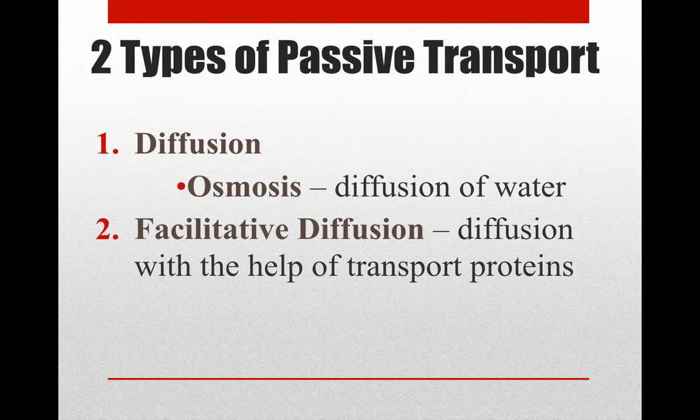All right, so two types of passive transport. We have diffusion, for example, osmosis, and that's the diffusion of water. And we have facilitated diffusion, which is the diffusion with the help of transport proteins. Like I mentioned before, a transport protein could be a channel protein or a carrier protein.